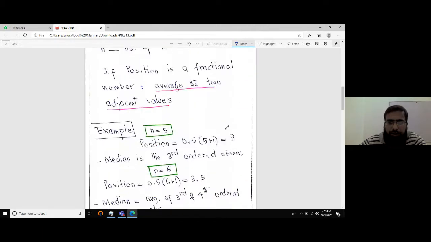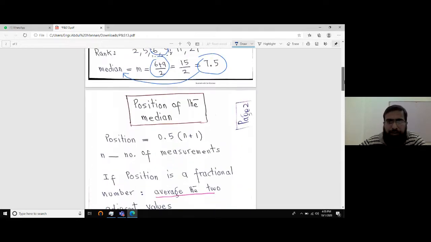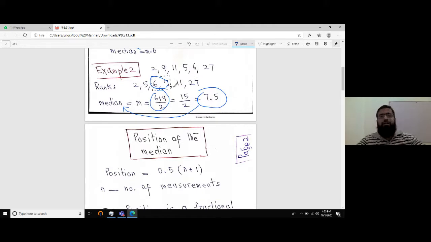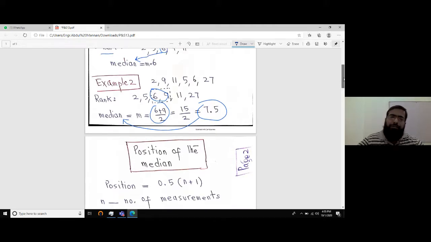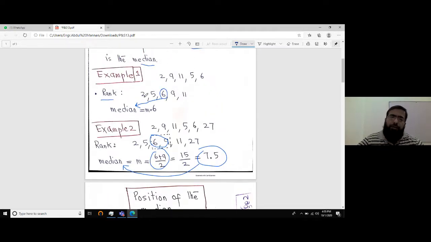The answer is 3. So at position 3, we should get the median once we have arranged the data in increasing or ascending order: 1, 2, 3. At position number 3, we get the median.